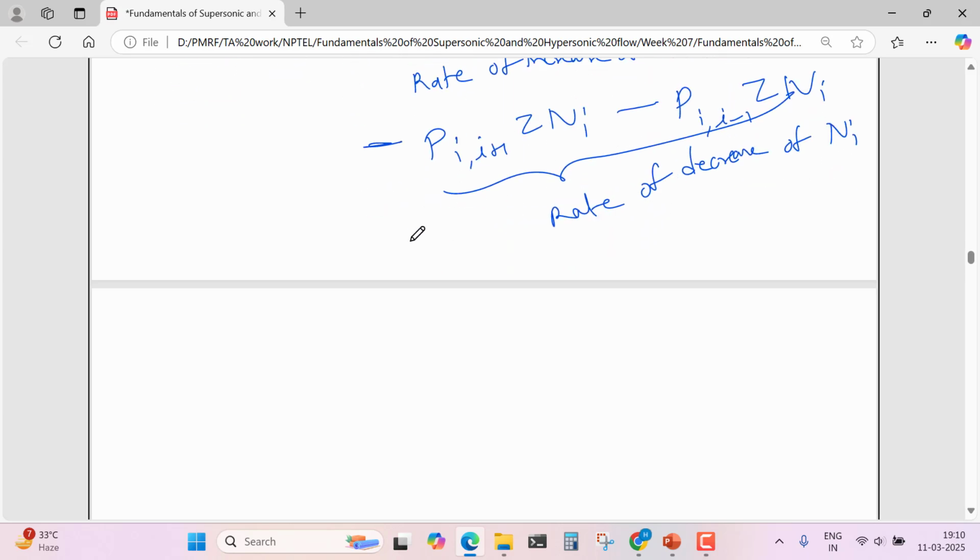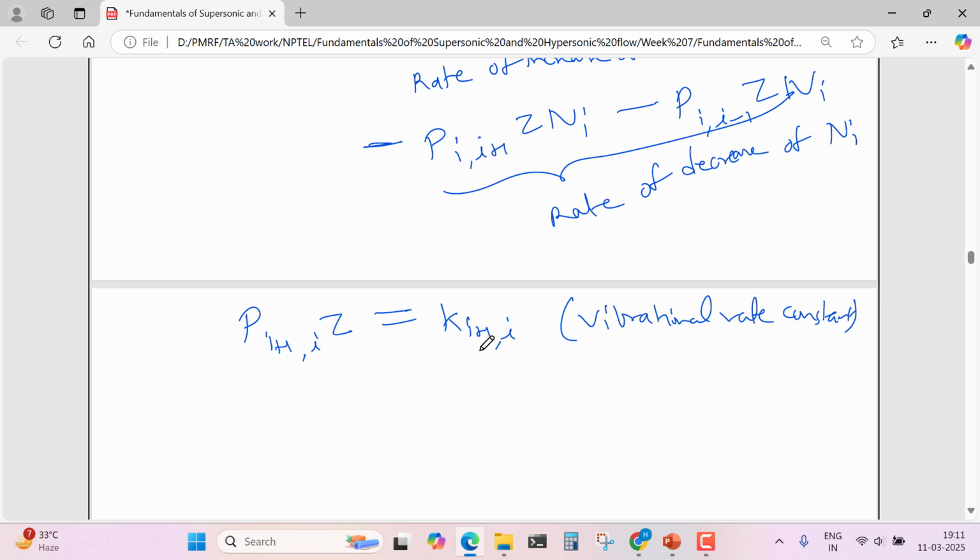Now for the simplification we can take one constant K, which is the vibrational rate constant. It is given by P(i+1,i) into Z, given by K(i+1,i). This is the bidirectional rate constant. This is for transition from i+1 to i. Similarly, for other transitions, it can be written similarly.